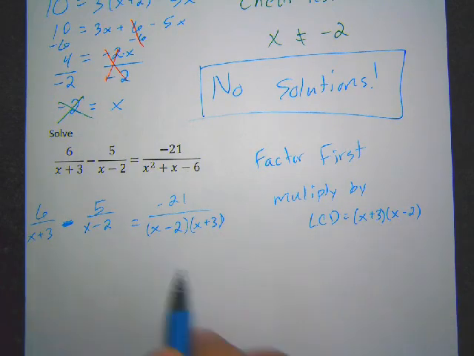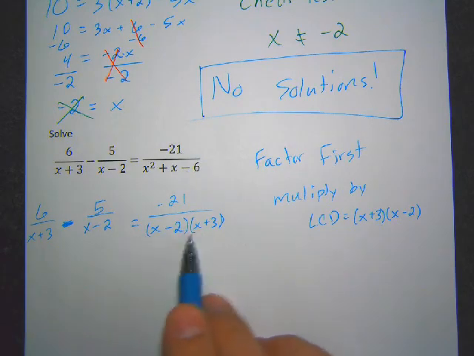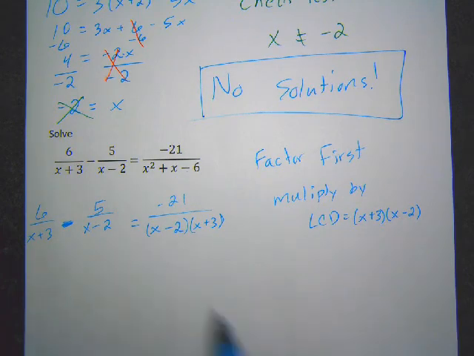So that's one trick: if you have everything written as multiplication like this, it's a lot easier to figure out what your LCD has to have in it. It's got to have all the parts, basically, so that you could take any one of these and multiply to get that.